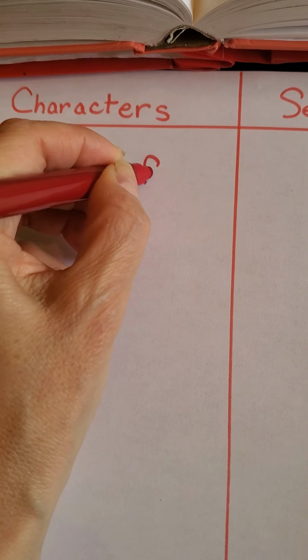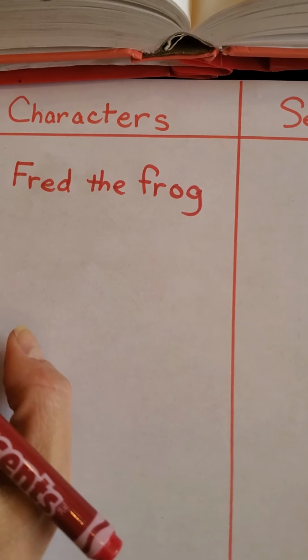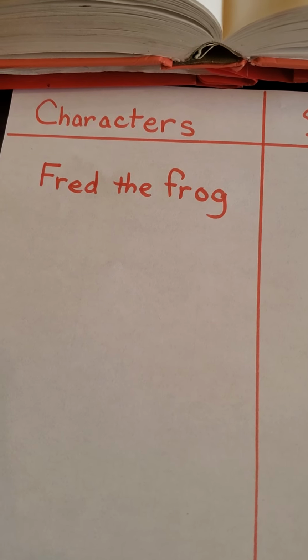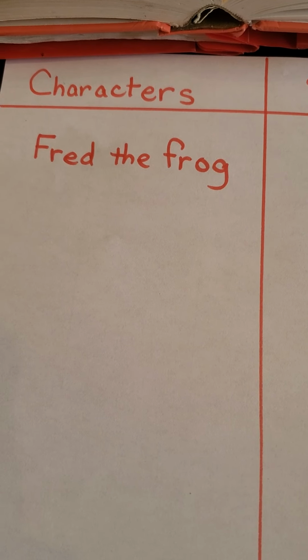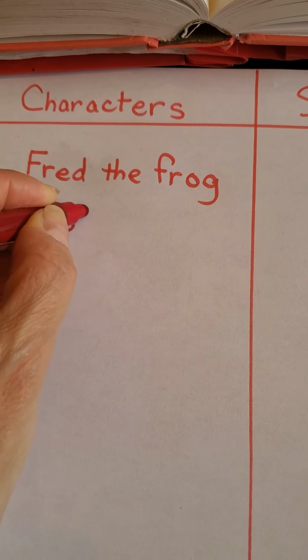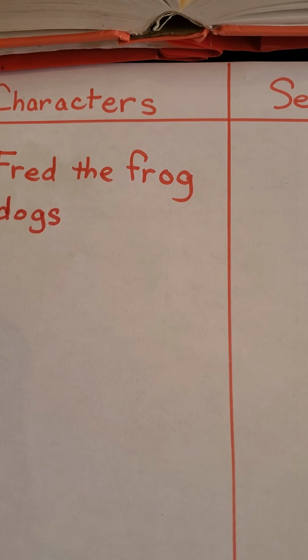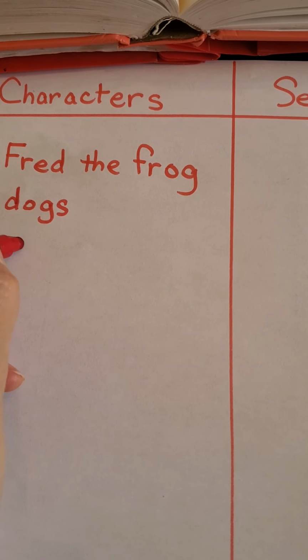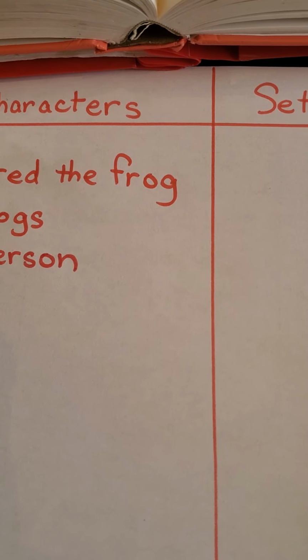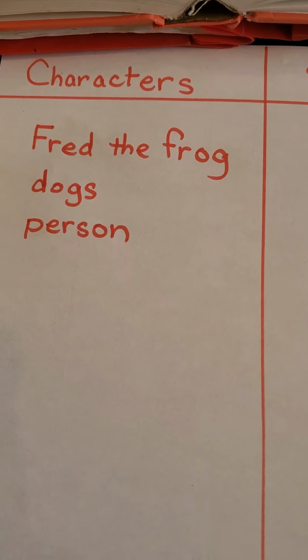the Frog. Do you know why I have a capital F for Fred? If you said that it's because it's his name, you are right. We always capitalize the first letter in somebody's name. Okay? Are there any other characters in the story? There are dogs in the story. Okay? Then, we don't know who the person is, but there is a person because at the end of the story, Fred goes into somebody's hut and jumps up on the person's bed.